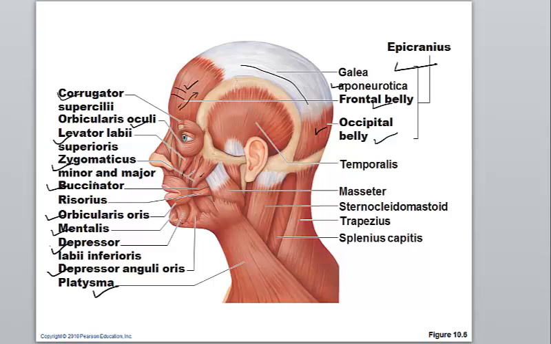You have the epicranius, causing the horizontal wrinkles in your forehead. You have the corrugator supercilii, raises your eyebrows. Corrugator supercilii is for drawing the eyebrows together. So the wrinkle is straight, it is vertical. So if you wrinkle your corrugator supercilii, the wrinkle will be over here, vertical.